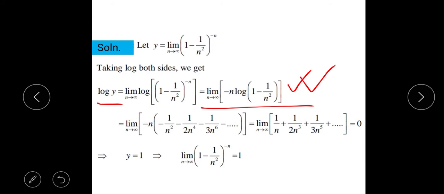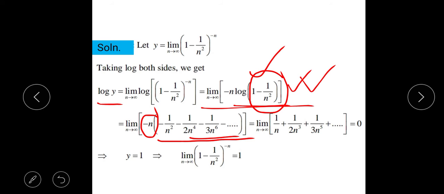Now there is minus n multiplied by log of (1 minus 1 upon n square). If you expand the series of log, you will get minus 1 upon n square minus 1 upon 2 into n to the power 4 minus 1 upon 3 into n to the power 6 minus and so on. And then you multiply this minus n with the expression in the parenthesis. Then all terms will be positive, because there is a minus with n, and each term in the parenthesis has a minus.